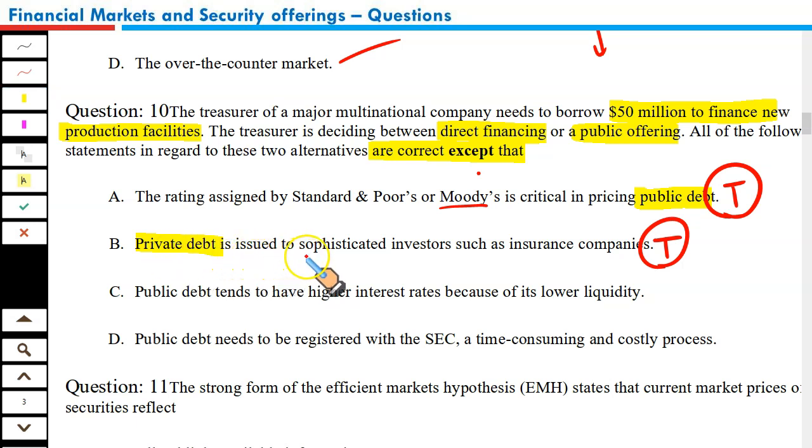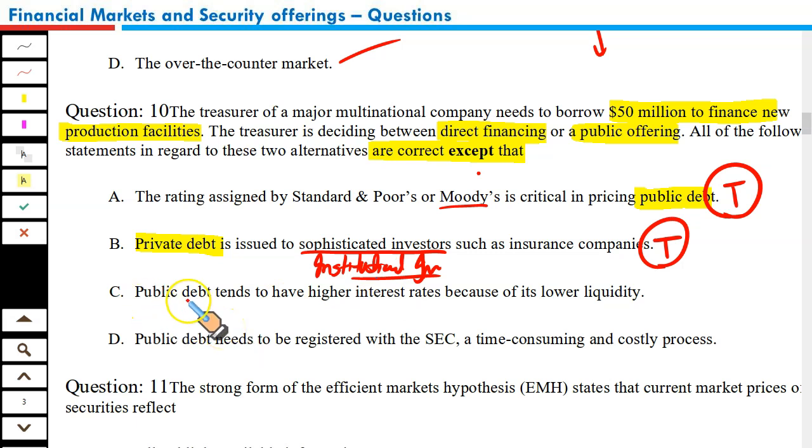Private debt is issued to sophisticated investors, or I would call them, I love this term, institutional investors. A beautiful term. Institutional investors are investors that are themselves an institution, not individuals: insurance companies, investment banks, or hedge funds probably. So this is a true statement.